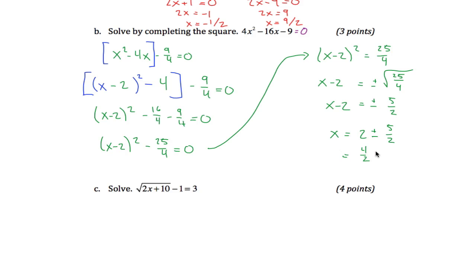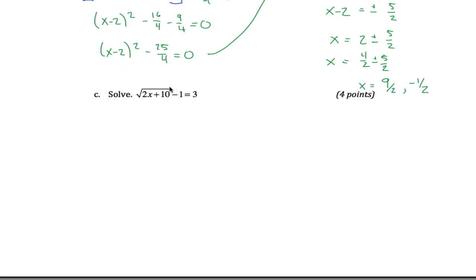2 is 4/2. It's supposed to be a 2 on the bottom. 4/2 plus 5/2 is 9/2. 4/2 minus 5/2 is -1/2. So those are my two solutions. Maybe I'll write this or this. It's bad notation. Let's do it this way. X equals 9/2, -1/2. And I should check that up here. 9/2, -1/2. Good. I ended up getting the same answers.